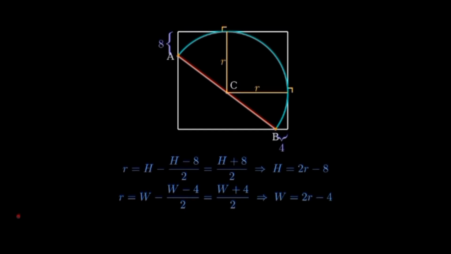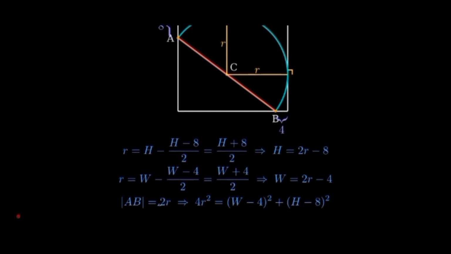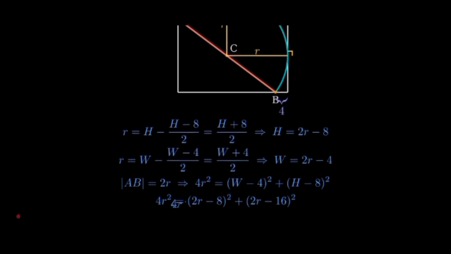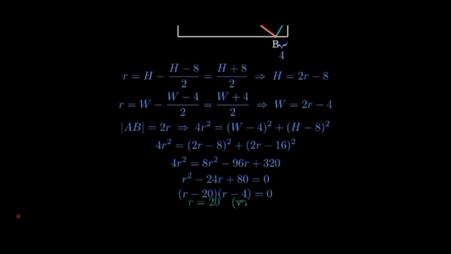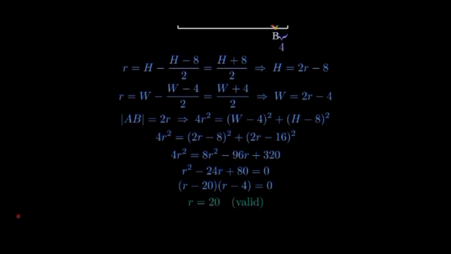Because the arc is tangent to the top and to the right sides, the distance from the center C to the top side equals the radius r, and the distance from C to the right side also equals r. From the top we get r equals H minus the y-coordinate of C, which simplifies to (H plus 8) divided by 2. So H equals 2r minus 8. From the right we get r equals W minus the x-coordinate of C, which simplifies to (W plus 4) divided by 2. So W equals 2r minus 4.